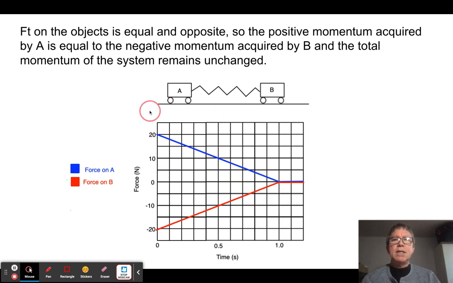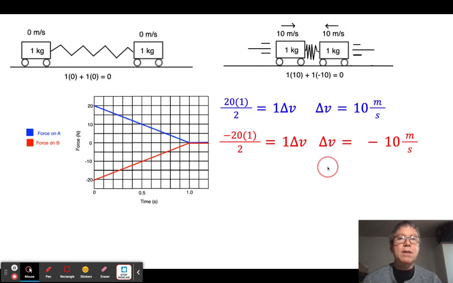So I start here. What I see is that this force here on A is going to be acting in the positive direction, and I'm going to have an identical force acting in the negative direction on the other one. And when they hit each other, there's no longer going to be any force at all. Well, what's going to happen then is this. If I take this area here, I'm going to say 20 times 1 divided by 2. I get 10 Newton seconds, or kilogram meters per second, acting on this one. And since it has a mass of 1, it will accelerate to 10 meters per second as a result of this force acting over that time period. But the other one will acquire negative 10.